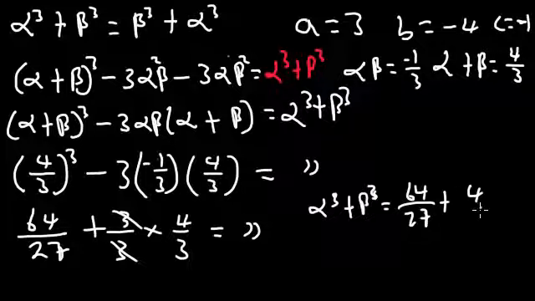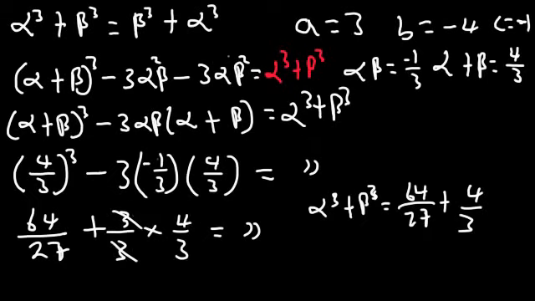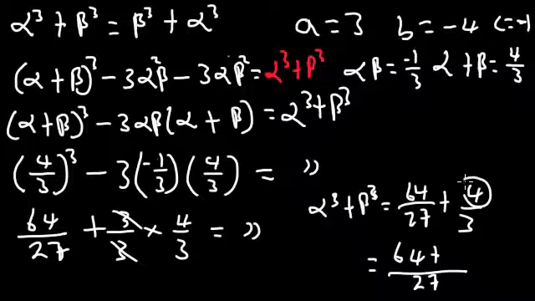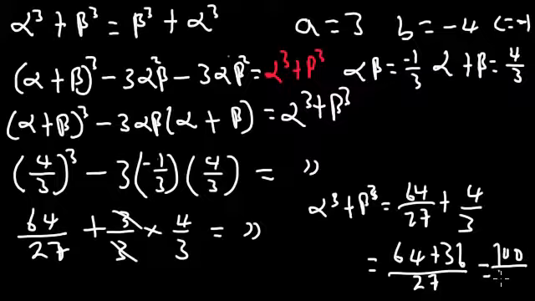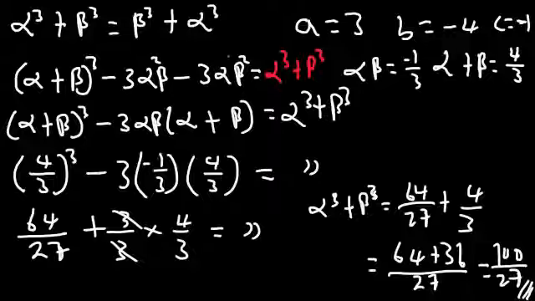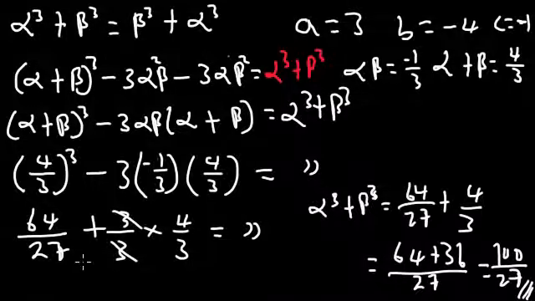4 over 3. So this is just like 4 over 3 times 1, because this has become 1. 3 cancels 3. So the LCM can be 27. So 27 is 1. We have 64 plus 3 in 27, that's 9. 9 times 4 is 36. So 64 plus 36 results in 100 over 27. Final answer. And that is the result for alpha cube plus beta cube. And that's it for the solution.